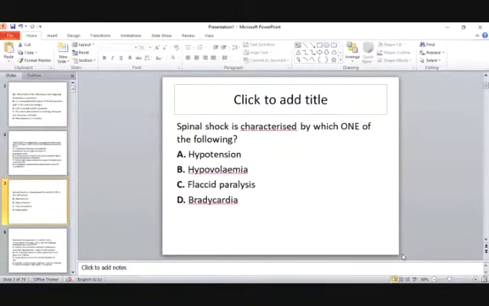So this is the next question. Spinal shock is characterized by which one of the following?